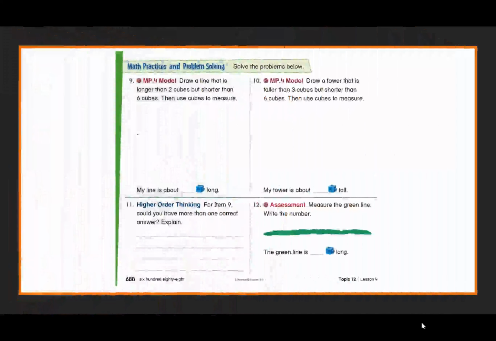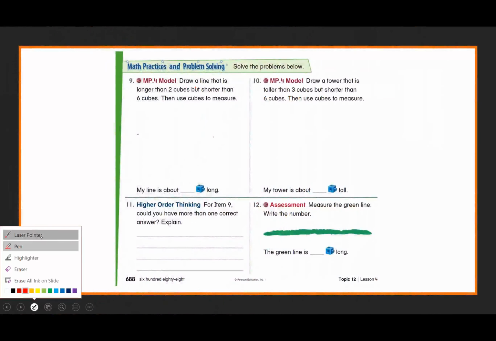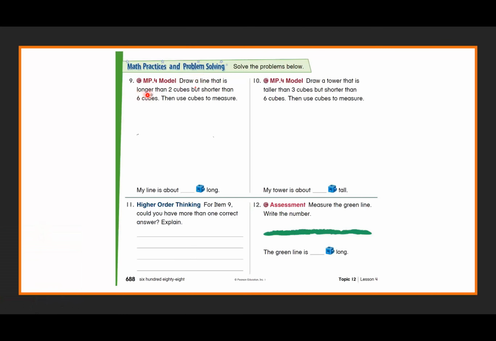So now here, this is the problem solving. Draw a line that is longer than 2 cubes but shorter than 6 cubes. Then use cubes to measure. Now here what you have to do is, this is the same as the previous problem solving question that we did. You have to draw a line which will be longer than 2 cubes, but shorter than 6 cubes. So you will draw a line and then you will measure with the cubes.